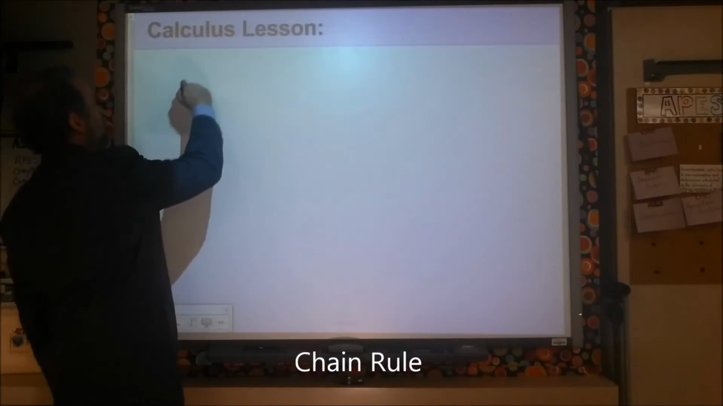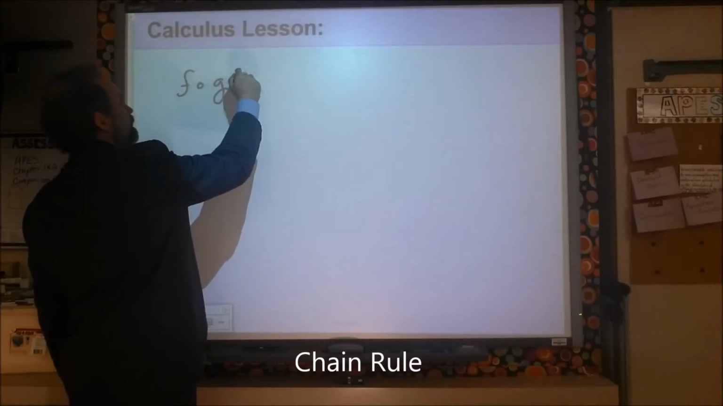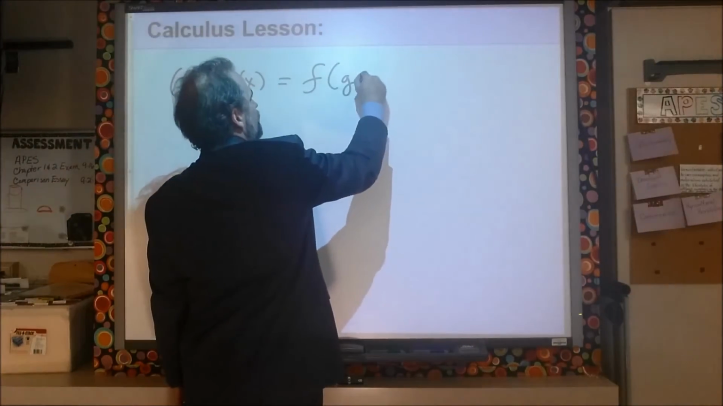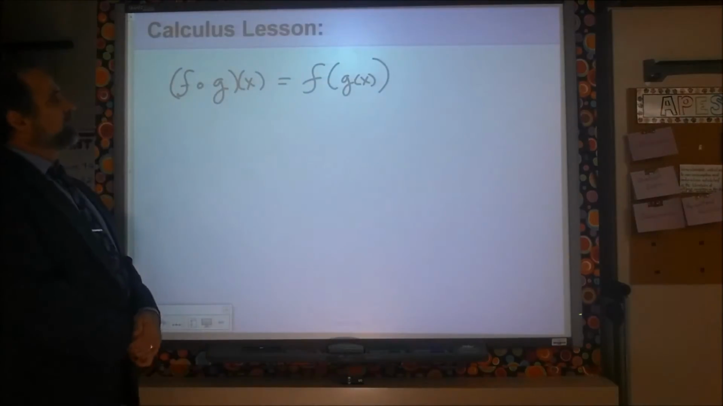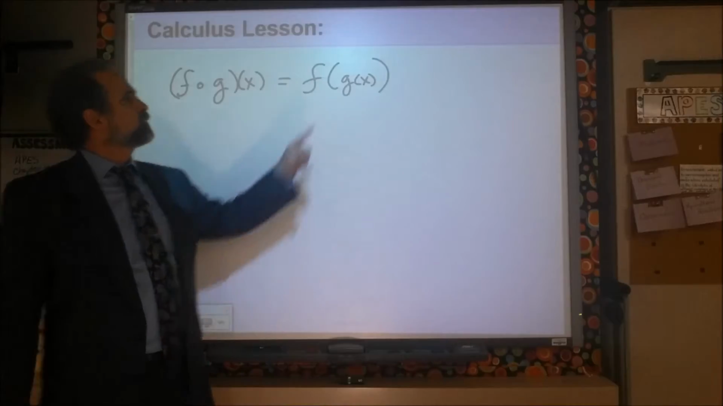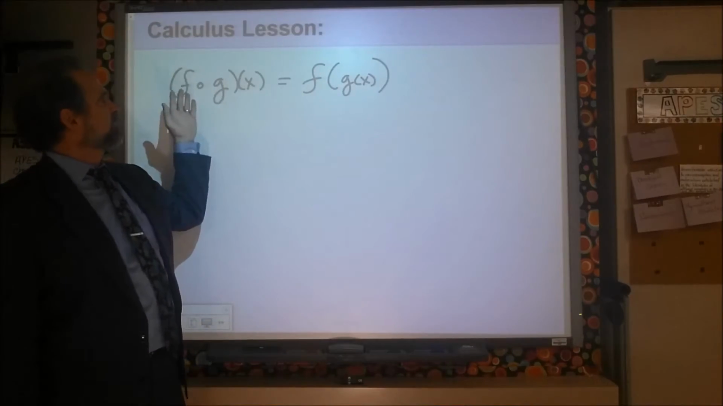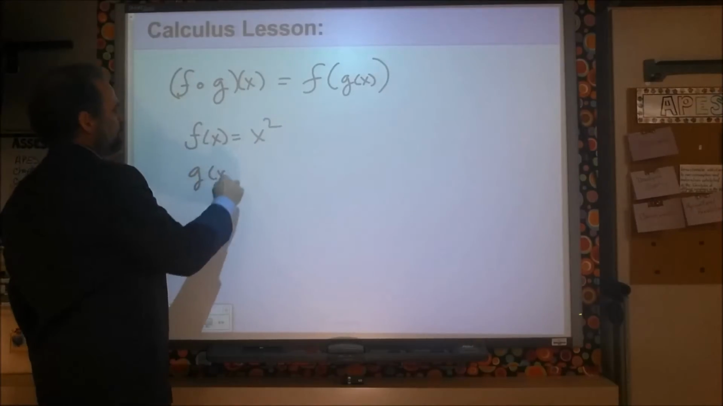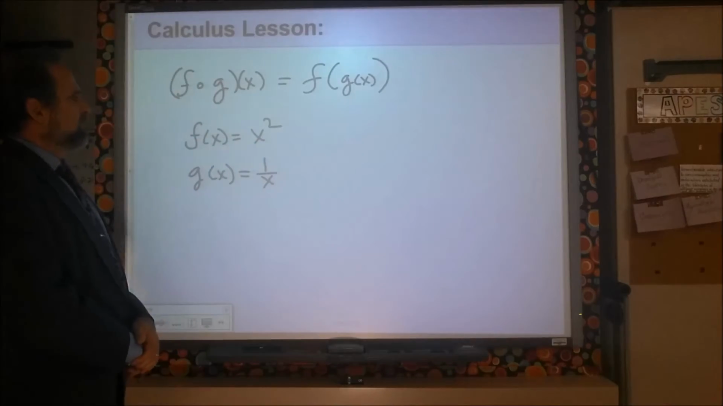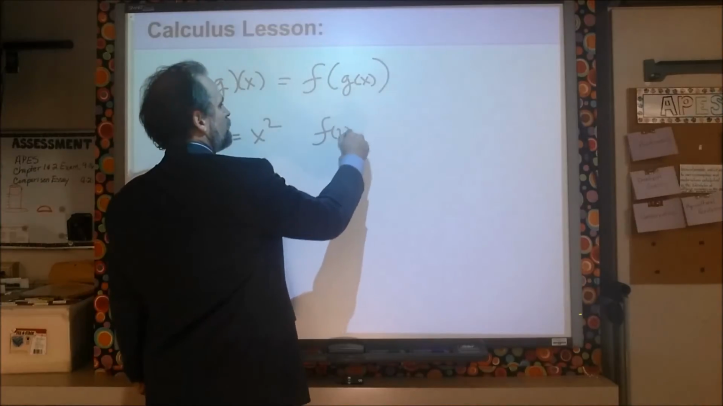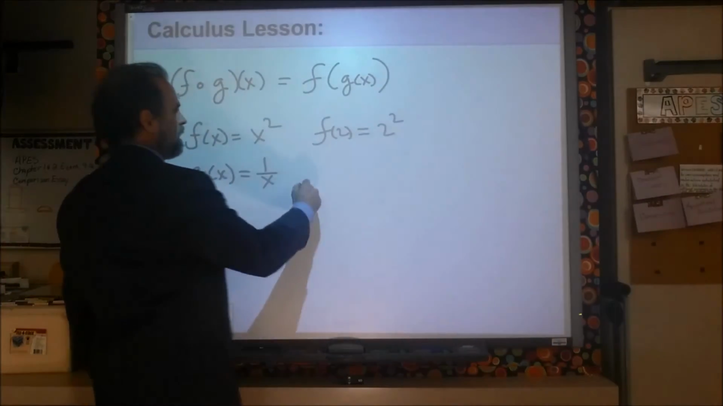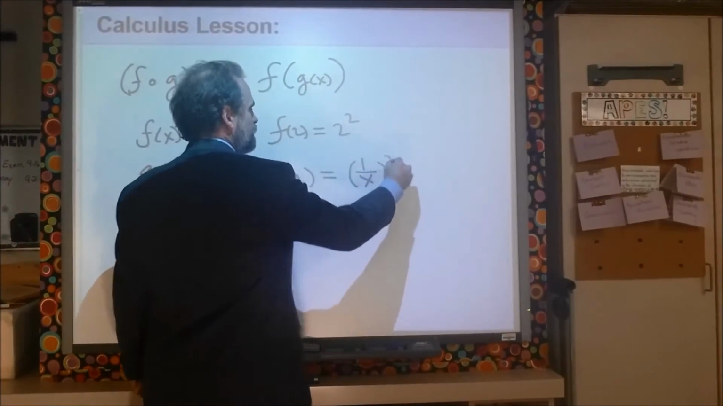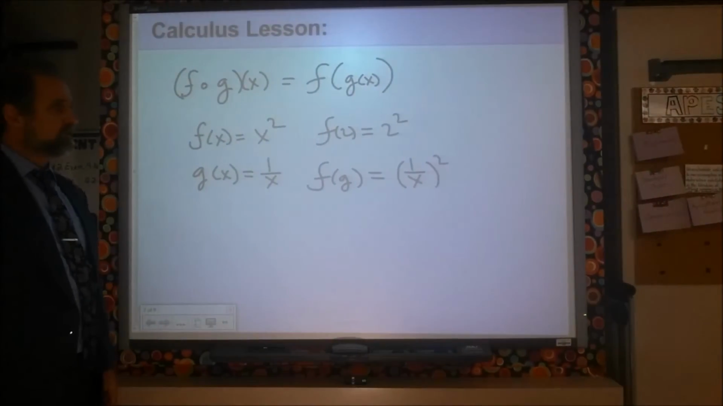Quick review of that. F composite g of x is equal to f of g of x. Right? The function of a function. Let's say f of x equaled x squared and g of x equaled 1 over x. If I inputted a 2, this would be 2 squared. But if I input g, then this would be whatever g is squared. Does that make sense? All right.